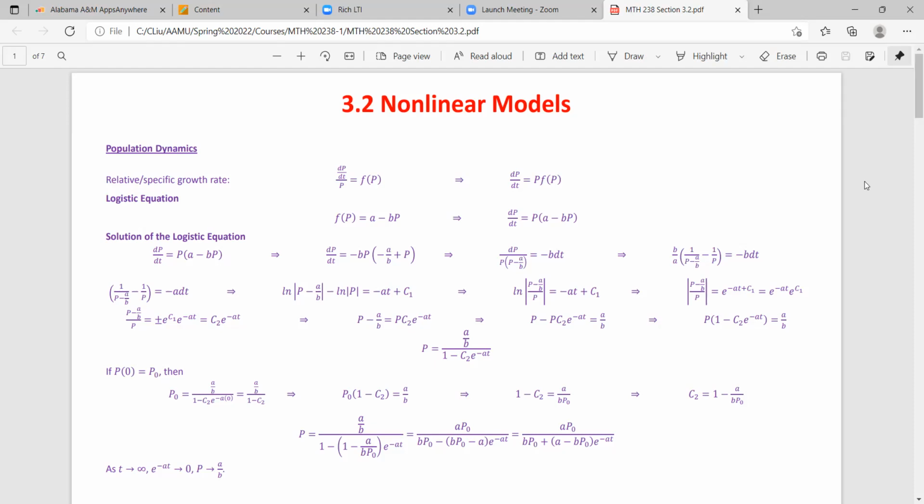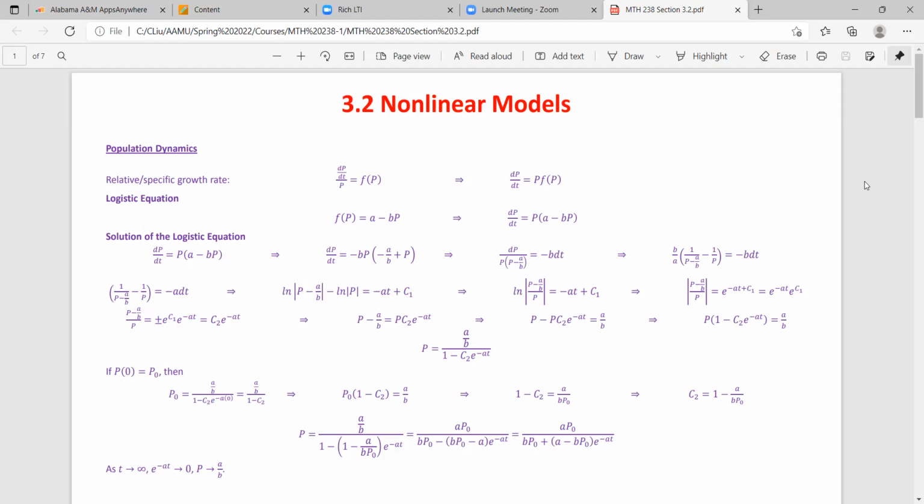So then we get (P minus A over B) over P equals C2 e to the negative at, and if we multiply P on both sides of the equation, we can do a little more simplification by moving around the terms. Move the terms with P to the left-hand side and the constant A over B to the right side. So we get P minus P times C2 e to the negative at equals A over B. In that way, we can solve for P explicitly.